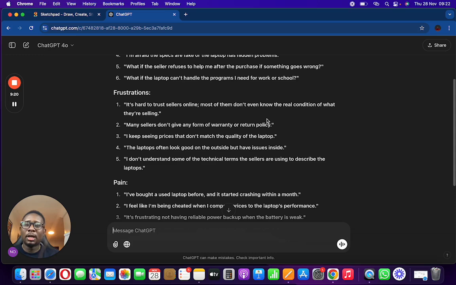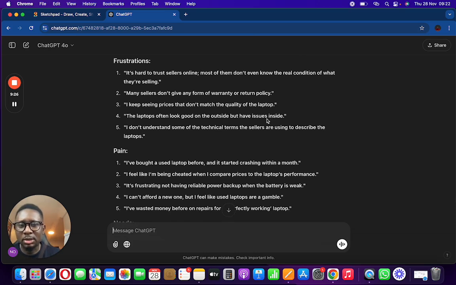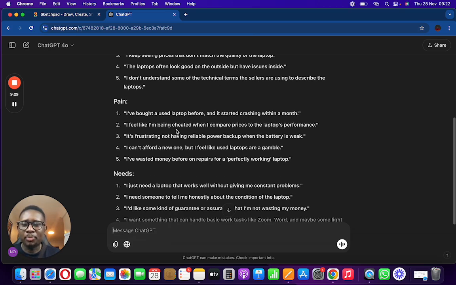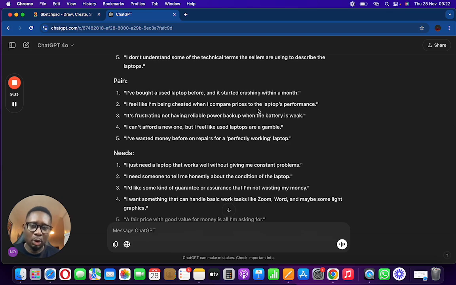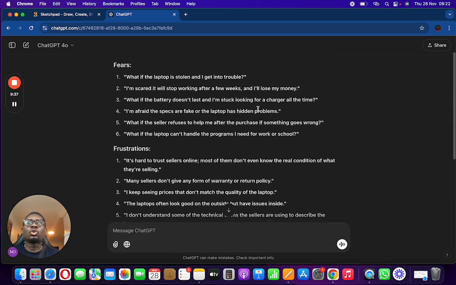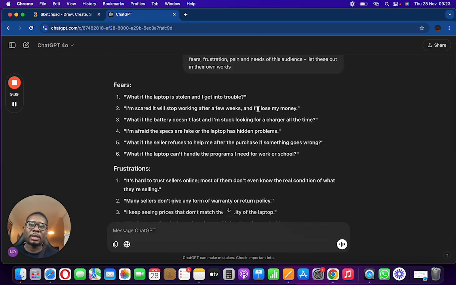And the next one is how to trust sellers online. Most of them don't even know the real condition of what they're selling. Many sellers don't give any form of warranty or return policy. I bought a used laptop before and it started crashing within a month. I feel like I'm being cheated when I compare prices to laptop performance and all of that. So when you go through all of this information, you begin to see a pattern.